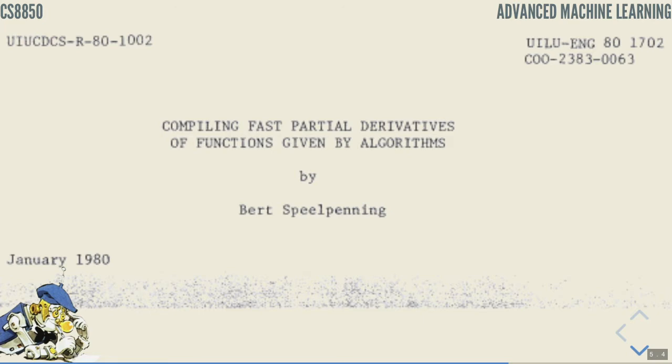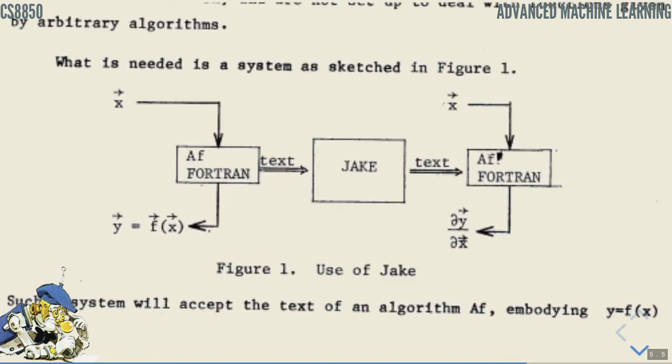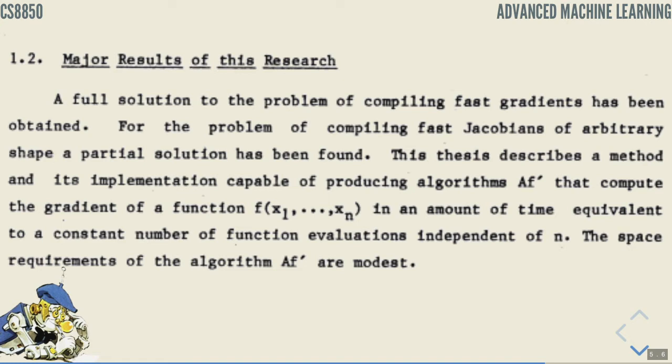1980, right? Compiling fast partial derivatives of functions given by algorithms. That's what he did. In Fortran, he implemented a system, as we see here, called Jake. The major result of this research would be a full solution to the problem of compiling fast gradients has been obtained. For the problem of compiling fast Jacobians of arbitrary shape, a partial solution has been found. This thesis describes a method and its implementation capable of producing algorithms that compute the gradient of a function f of x1 through xn in an amount of time equivalent to a constant number of function evaluations, independent of n. The space requirements of the algorithms are modest. That's important, by the way. Space requirements.